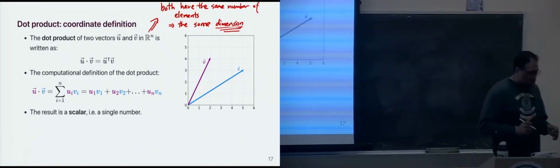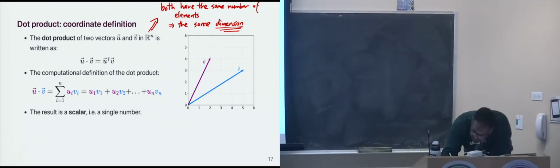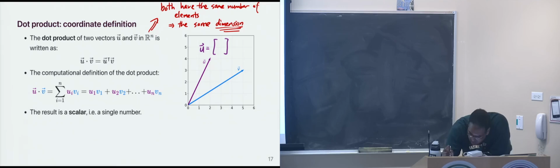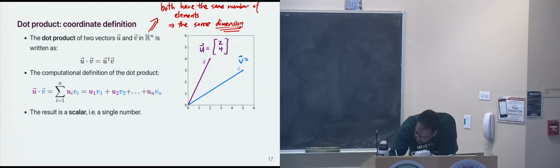Let's make this a little more tangible. I have 2 vectors here, u and v. U, how would I describe it in coordinate form? 2 and 4. 2 to the right, 4 up. And v, how am I describing v? 5, 3, right?